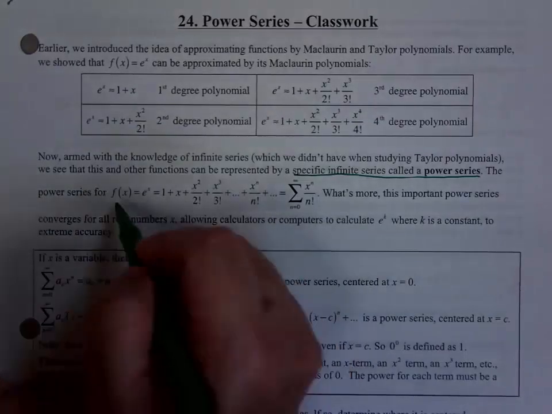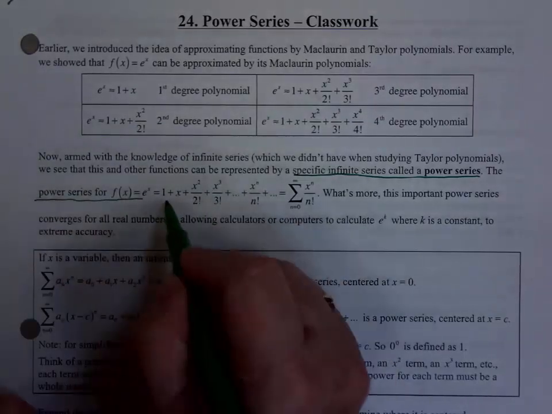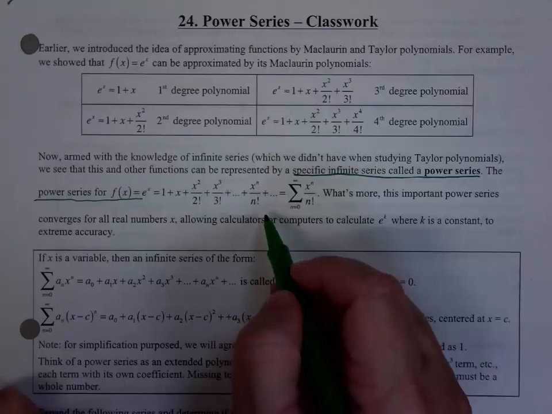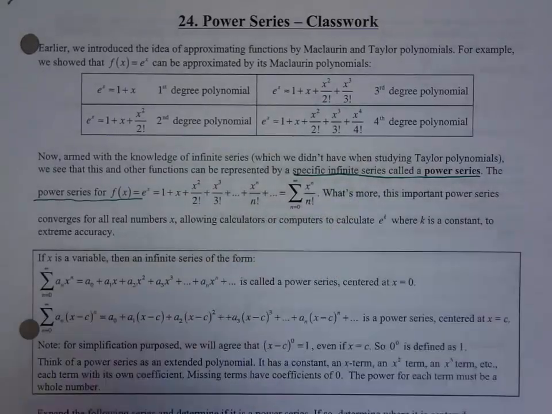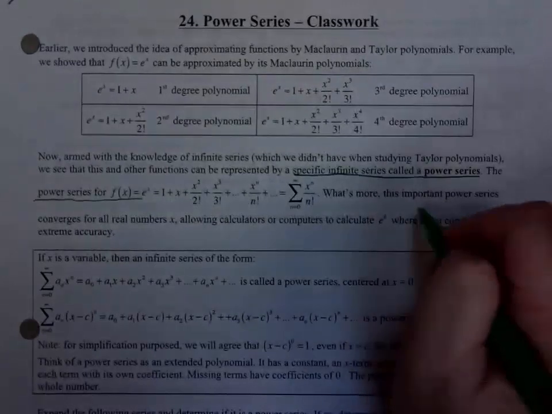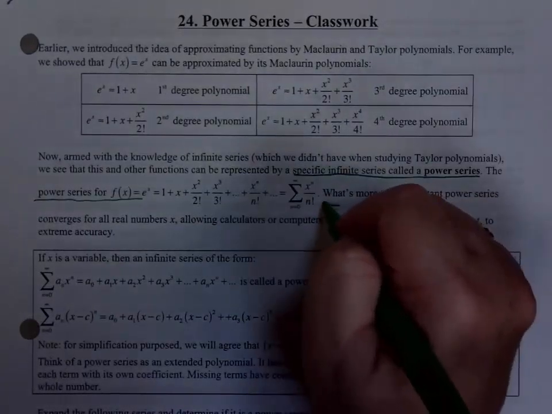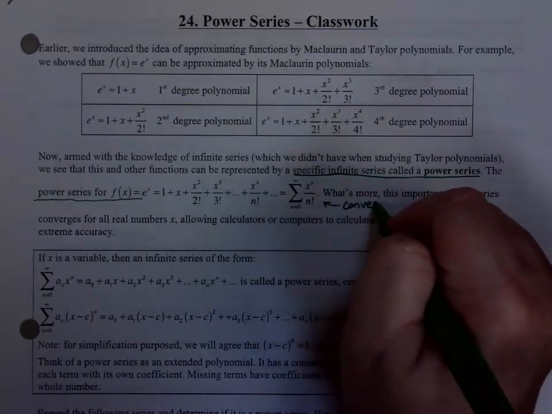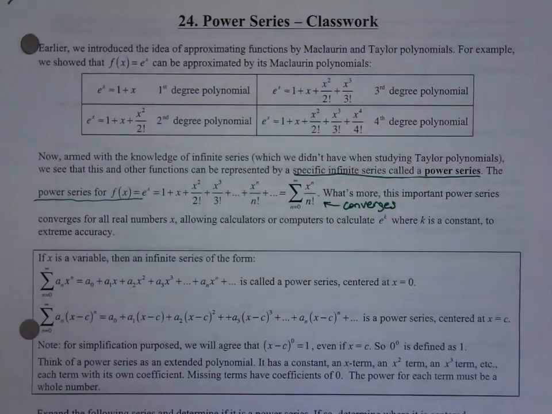So the power series for e to the x goes out forever. A fourth degree Taylor polynomial stops at the fourth derivative, but a power series for e to the x goes on to infinity. Now what's interesting, this power series converges for every x. And so actually that is how the calculator calculates e to the x. It uses the power series for e to the x to do it.